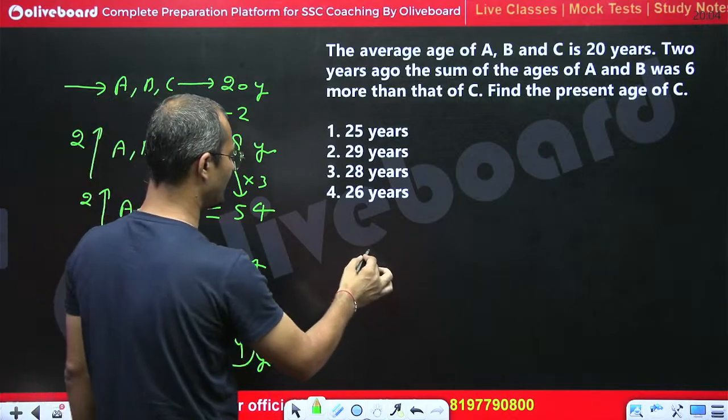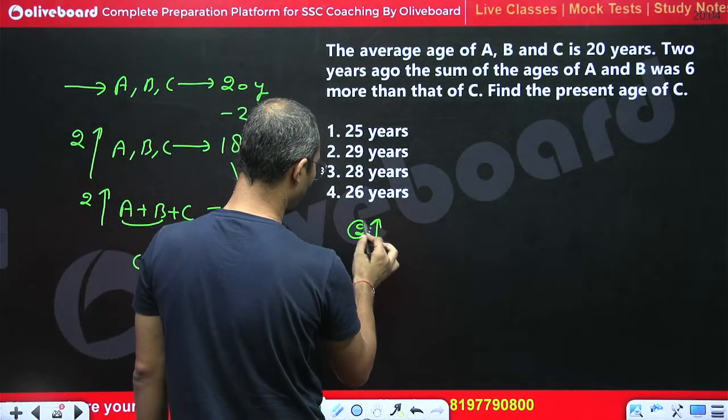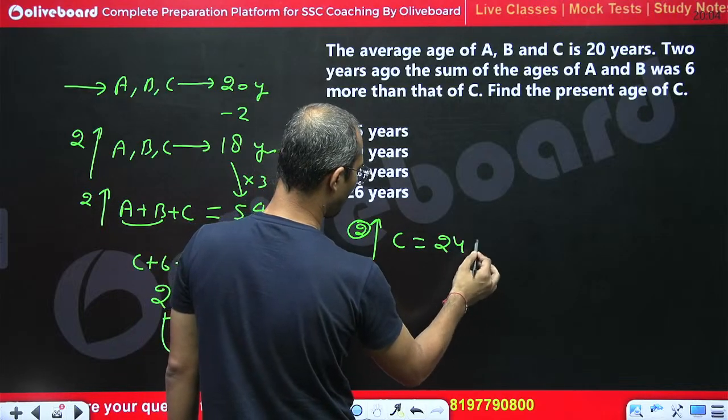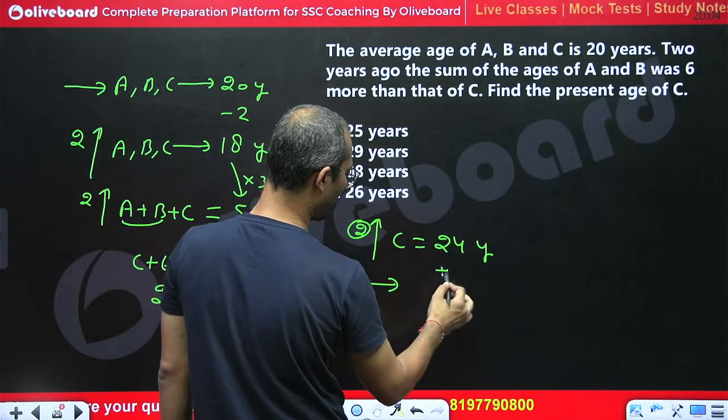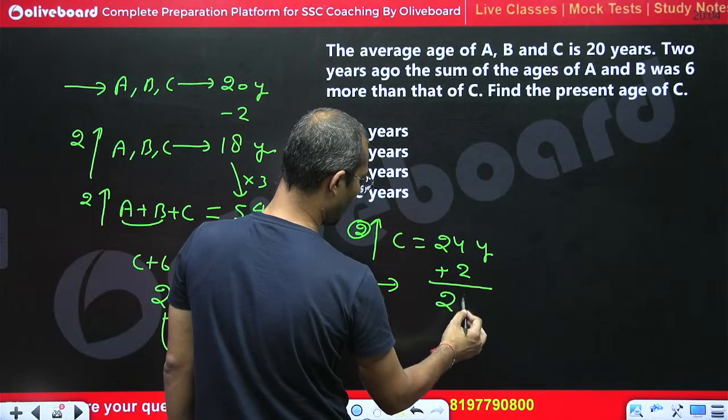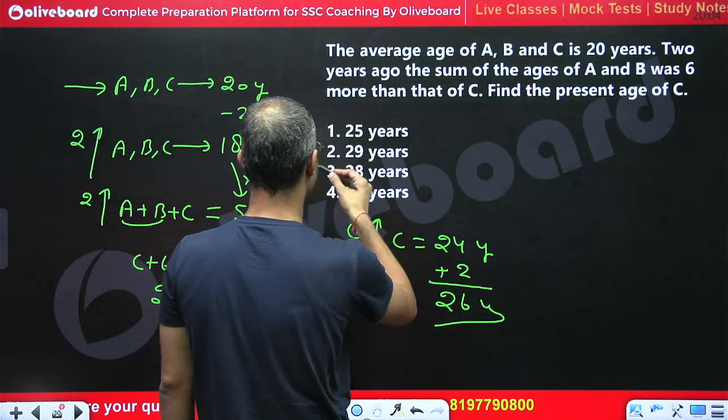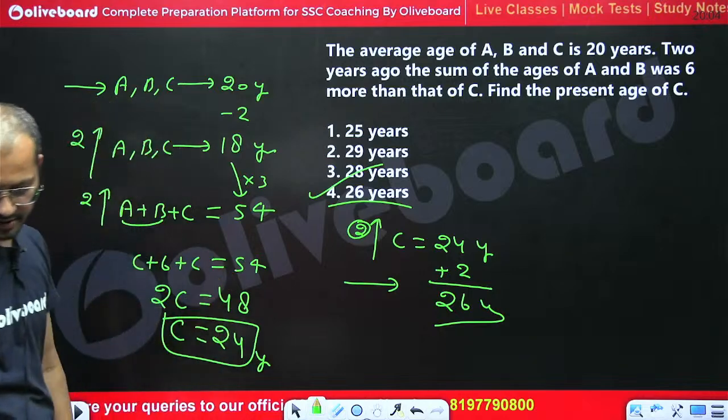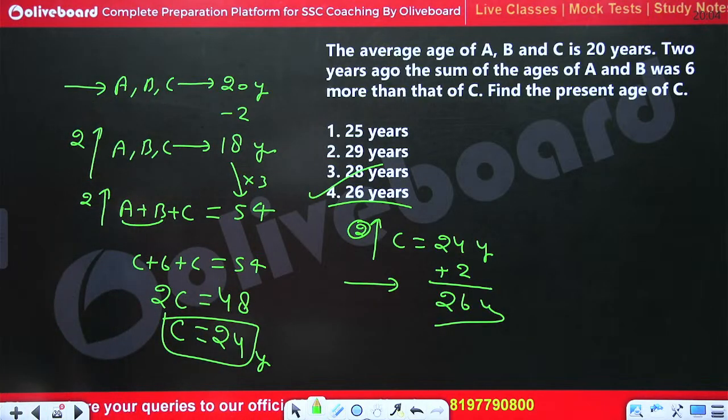Now we have to calculate the current age. So 2 years ago C is equal to 24 years, so in present he will be 2 years more, so the age of C would be 26. So 26 is the right answer.